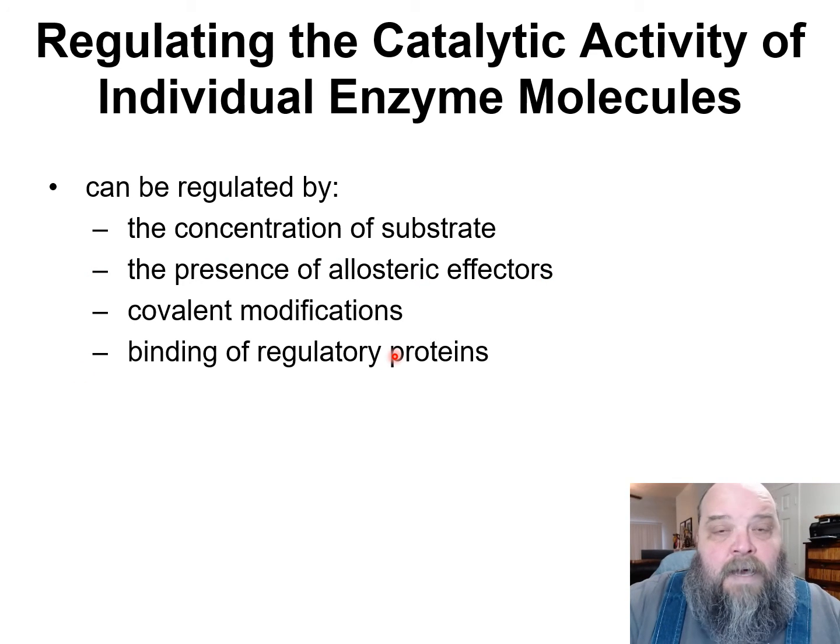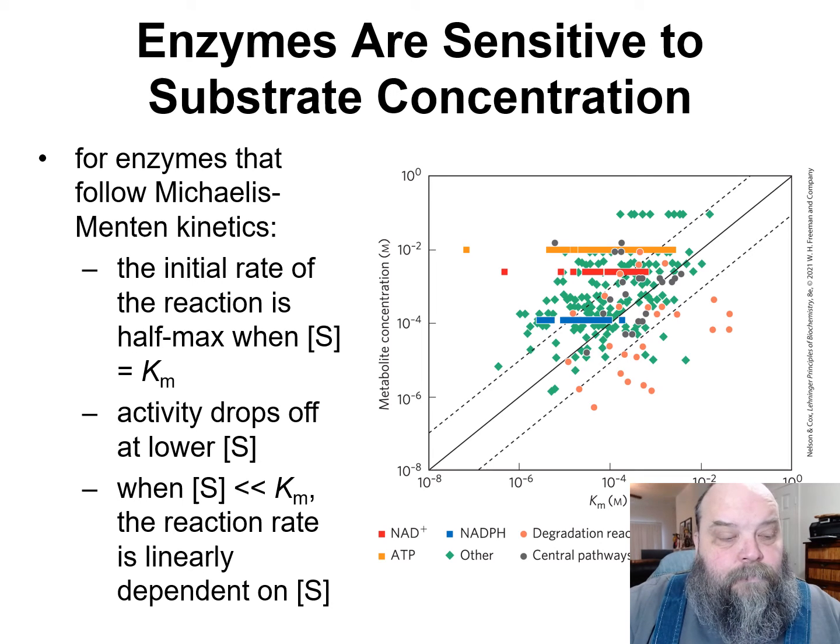There could be covalent modifications, the addition of a methyl group, the addition of a small polypeptide. And then there's binding of regulatory proteins. Could be a vitamin, could be some form of a cofactor that needs to be there, just there to help with the taking of the substrate and making the product. So these are ways to regulate.